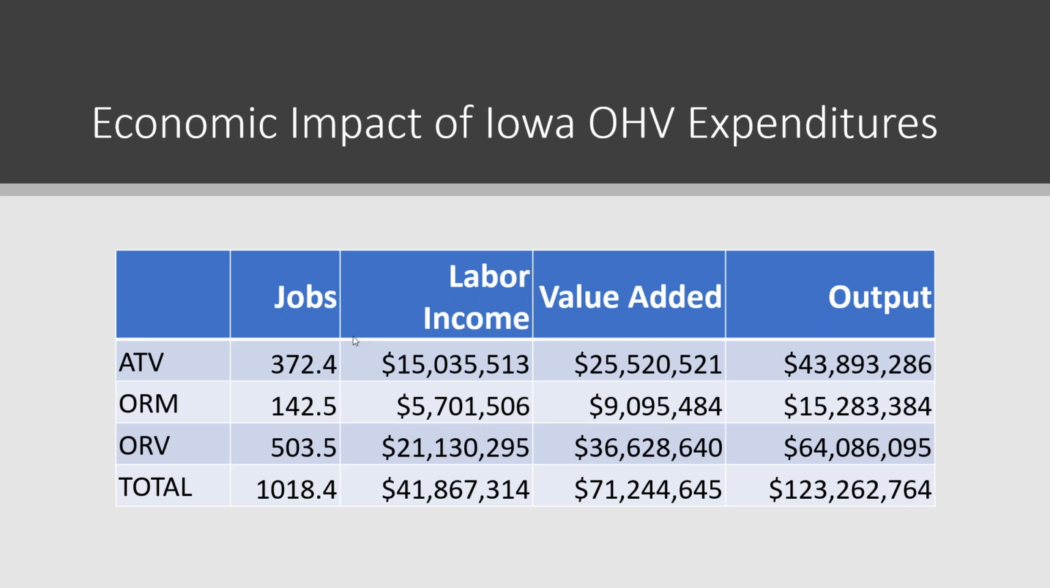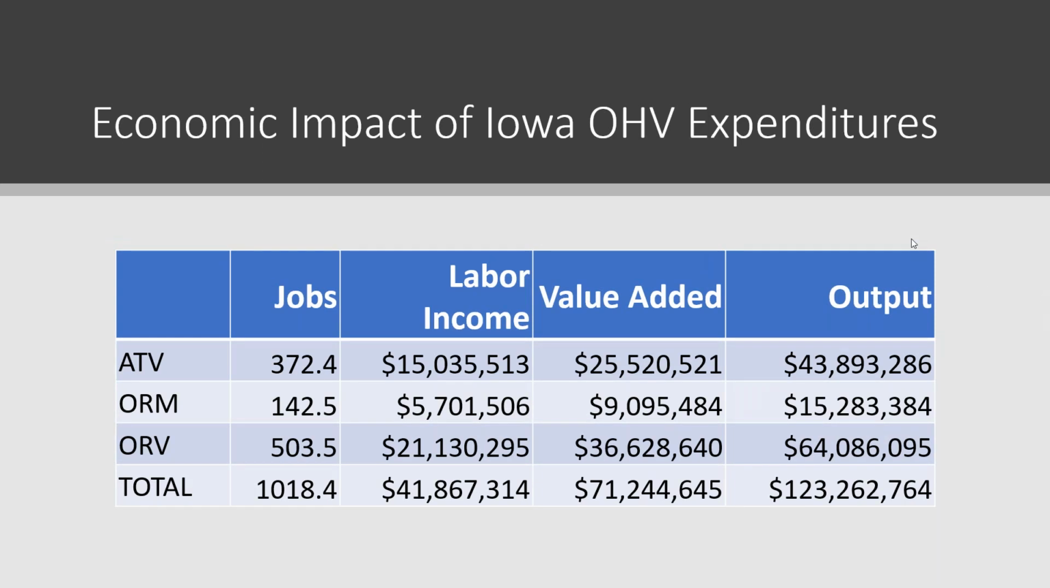It generated about $42 million in payroll. That means those jobs were good for about $41,110 apiece in earnings. Total output from those expenditures, and output is the industrial output in the state, what the state produces in total, was $123.25 million. And the value added, the second column from the right, was $71.25 million.